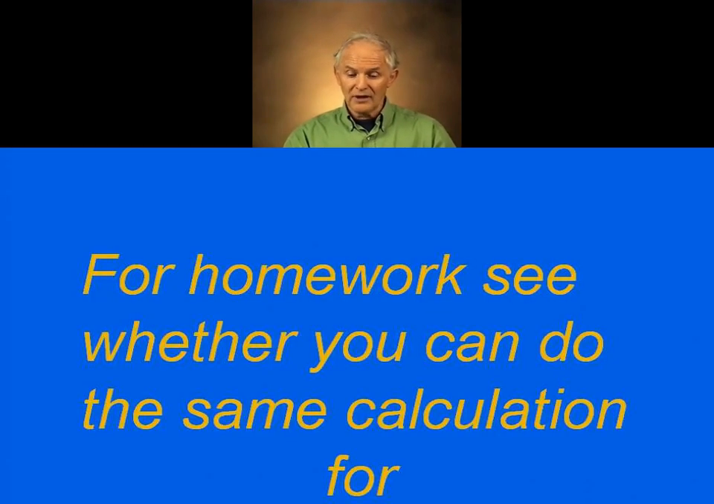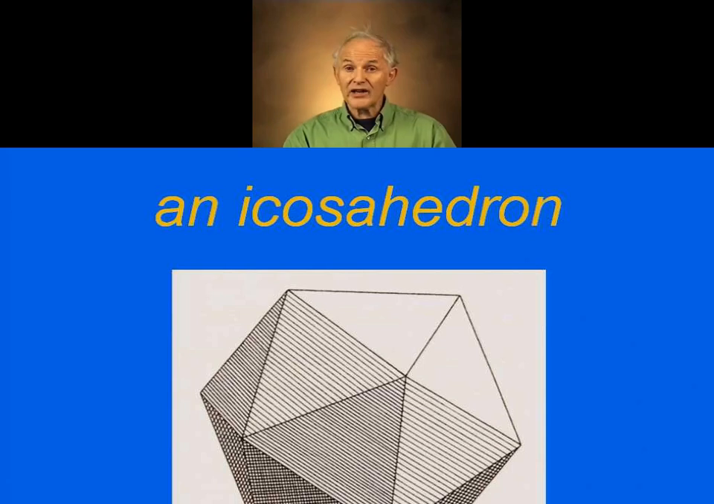Now, for your homework, see whether you can do the same calculation for something that's a bit more difficult. One of them is the icosahedron. Can you say that? Icosahedron. If you don't know what it is, look it up on the internet, okay? And see whether you can work out how many faces it has, how many corners, and how many edges, and see whether it comes to the number 2.